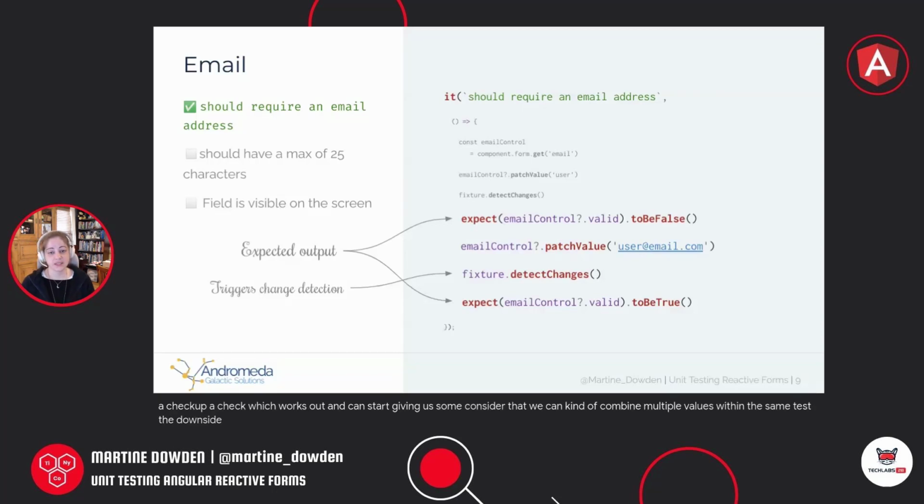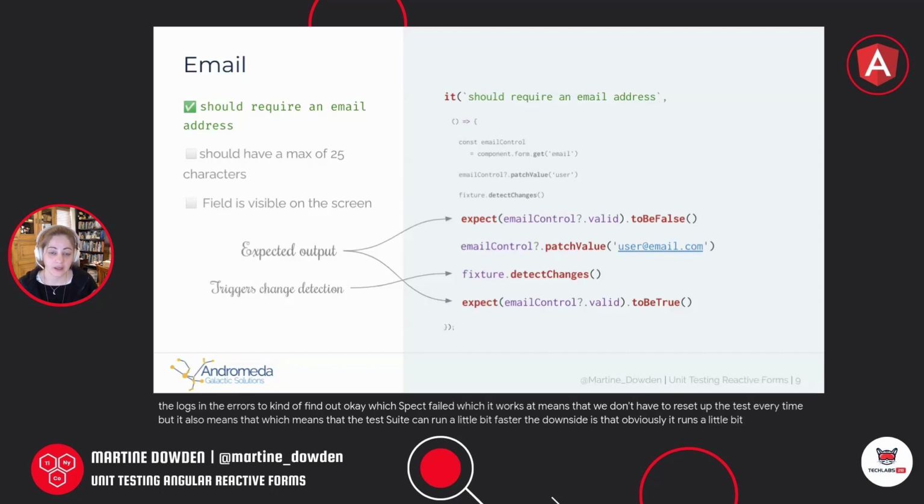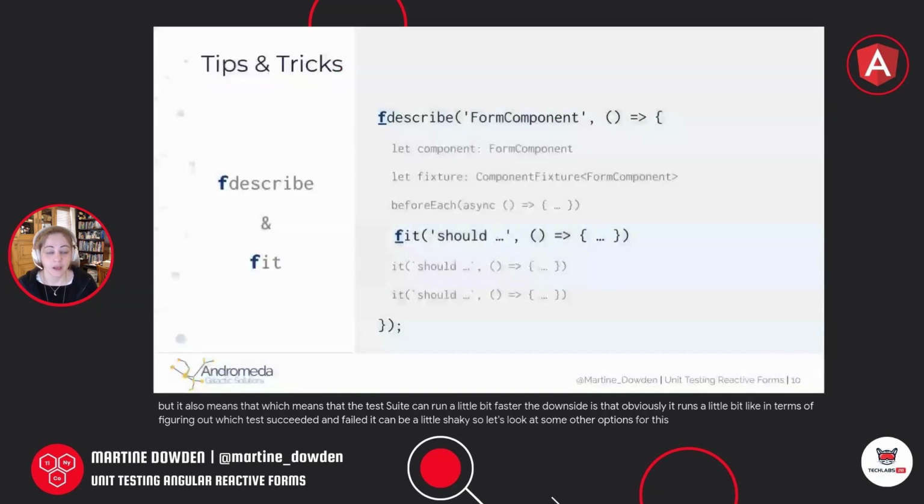The downside to this technique is that if any of the values inside the test fail, obviously the test is going to fail, but then I have to dig through the logs and the errors to find out which line failed, to figure out which expect failed. It works. It means that we don't have to set up the test every time, which means that the test suite can run a little bit faster. The downside is that in terms of figuring out which test succeeded and failed, it can be a little shaky. So let's look at some other options for this.